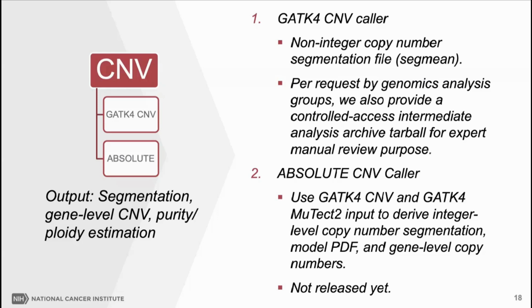For GATK4 CNV, we provide two major outputs. One is the standard non-integer copy number segmentation files. It's commonly referred to as the segment mean. This is similar to what you will find from the original TCGA HG19 analysis. All the output we currently have is called the DNA copy workflow, which is currently available in the GDC.